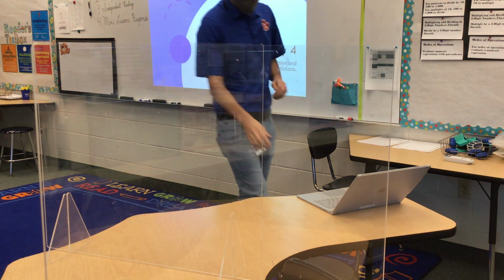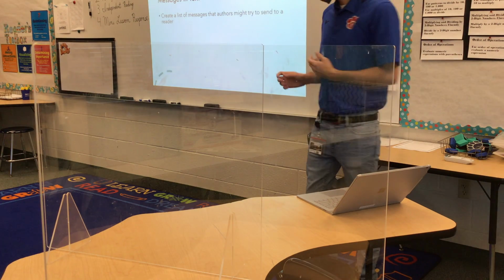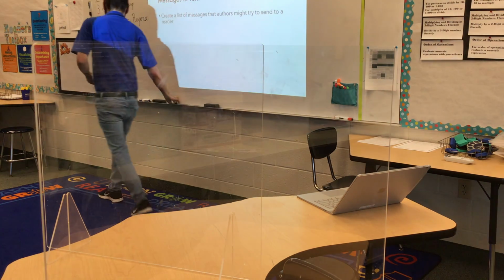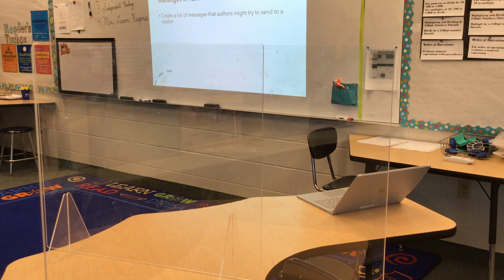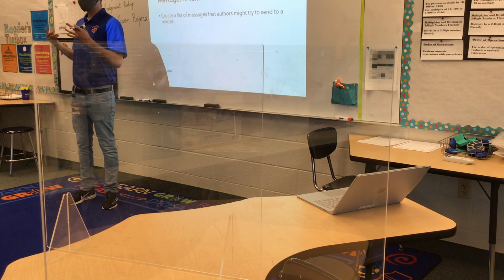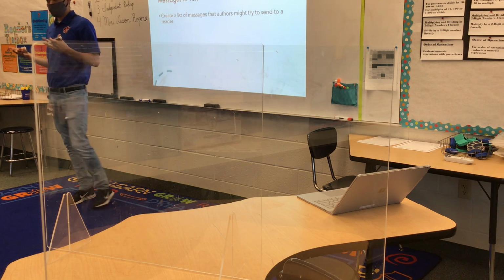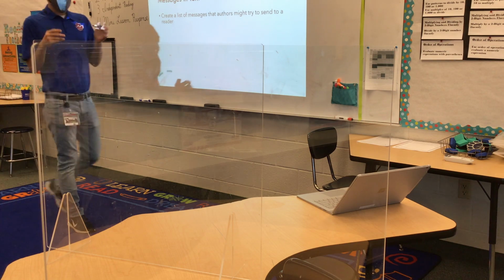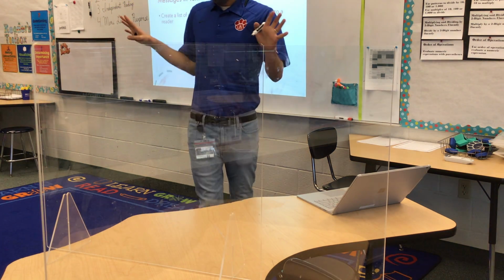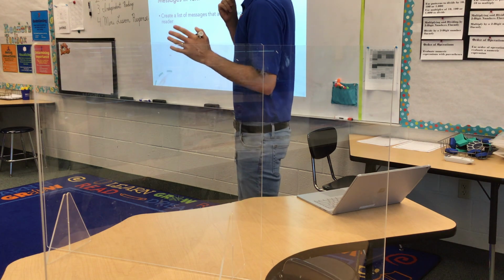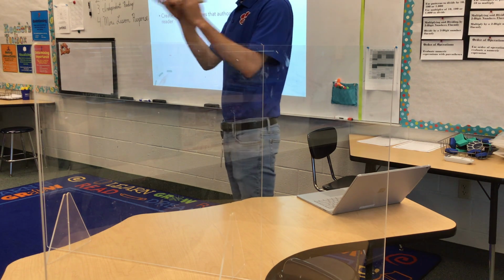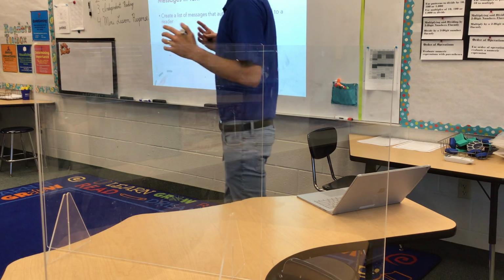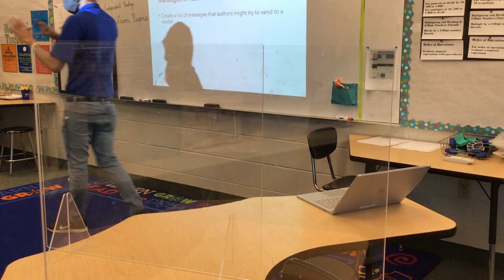So going forward, we're going to create a list together of messages that authors using symbols could send to their readers. So let's see, what kind of messages could an author tell you? We don't have to think about symbols just yet. That'll be in the very next step. But thinking about just messages, like morals of stories, what are some things they could be sending to you?